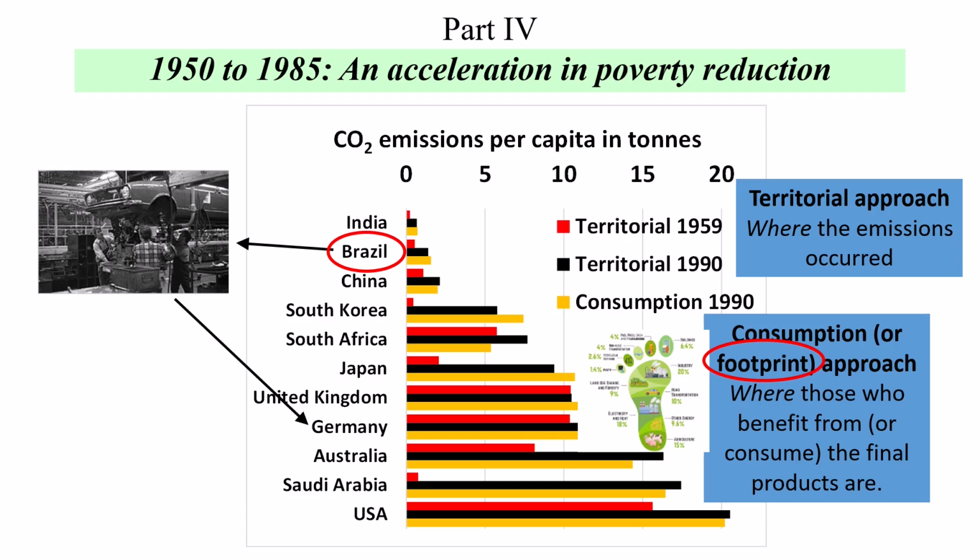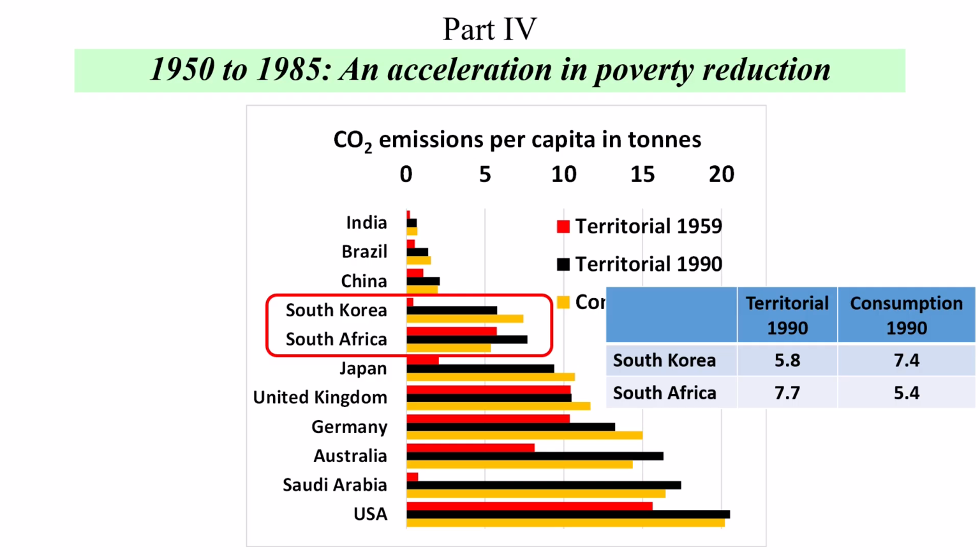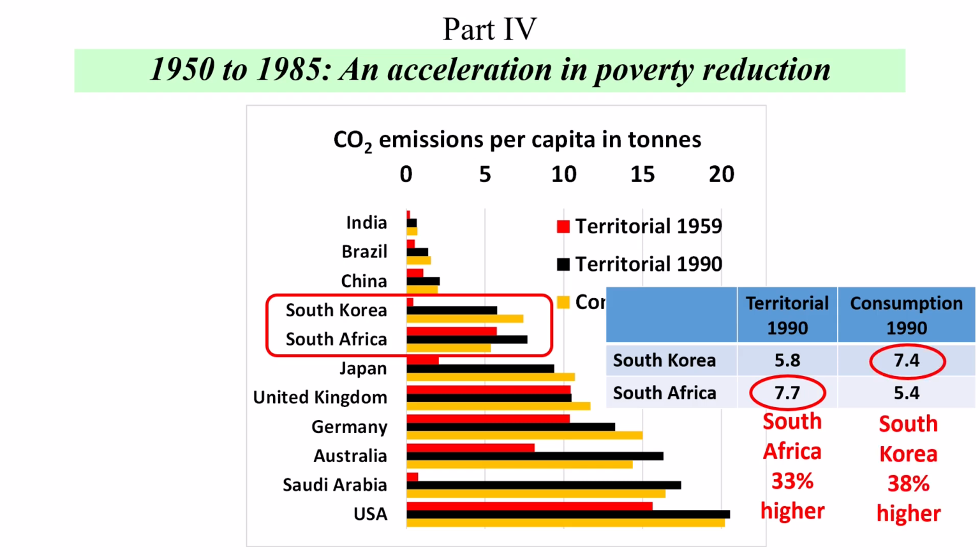If we use the consumption approach, we see interesting differences for 1990 compared to the territorial approach. Look at South Africa and South Korea, for instance. If we use a territorial approach, then emissions per capita were 33% higher in South Africa than South Korea in 1990. But if we use the consumption approach, South Korea's value is 38% higher than South Africa's.